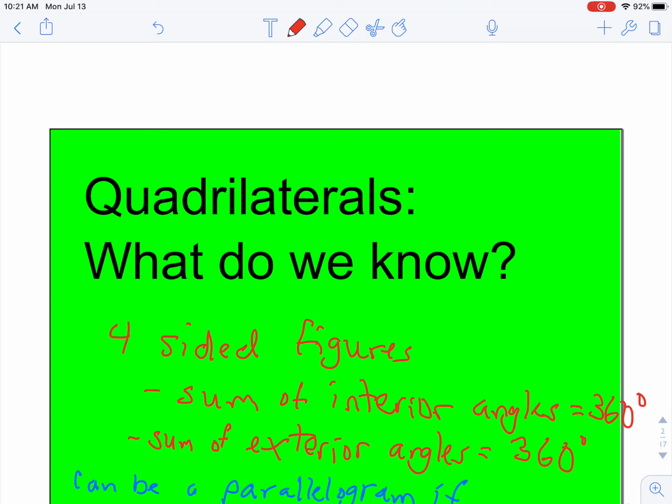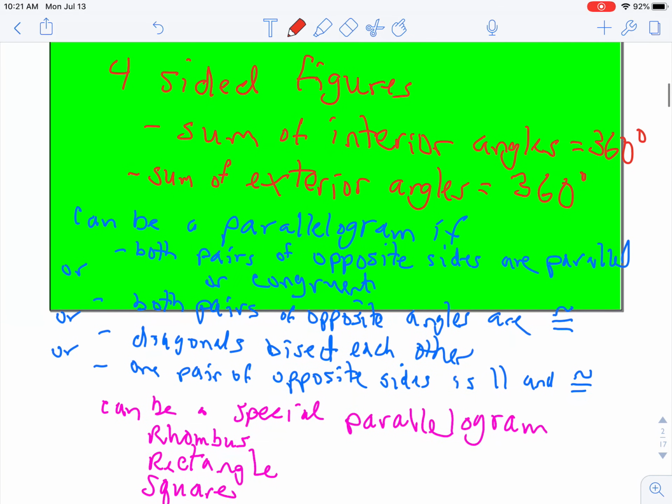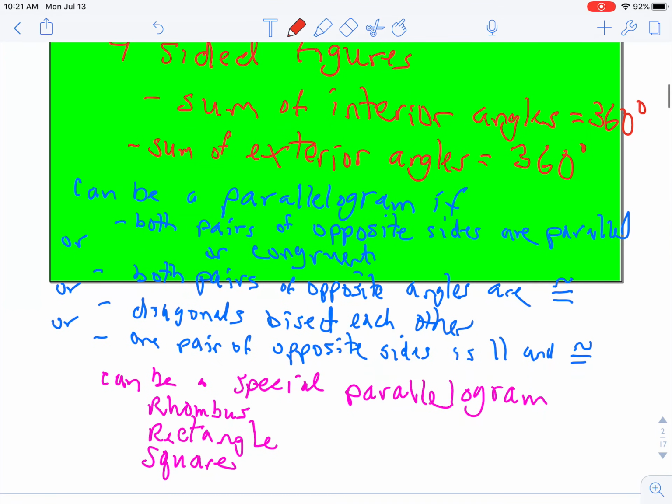Well, you might have started out with four-sided figure, but do you also remember that the sum of the interior angles is always going to be 360 degrees, and the sum of the exterior angles will always be 360 degrees?